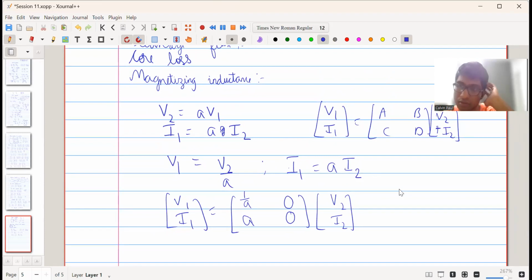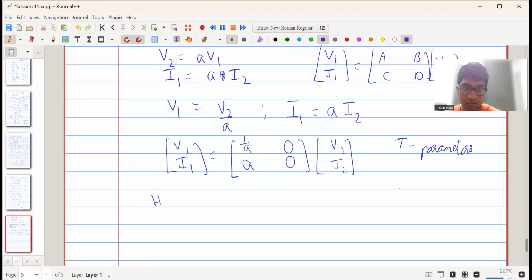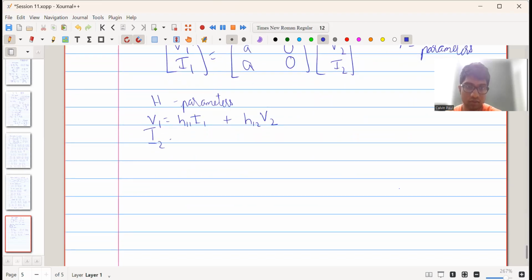Similarly, there are other parameters also which we can find. These are known as the T parameters, or the ABCD parameters. Similarly, we want to find the H parameters, or the hybrid parameters. V1 is equal to H11 I1 plus H12 V2, and I2 is equal to H21 I1 plus H22 V2.